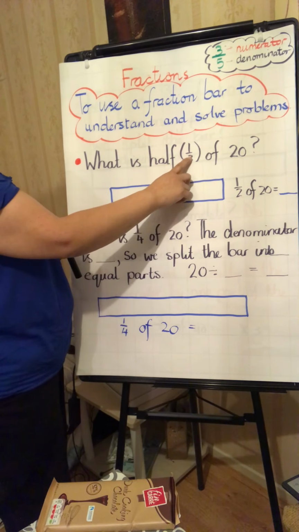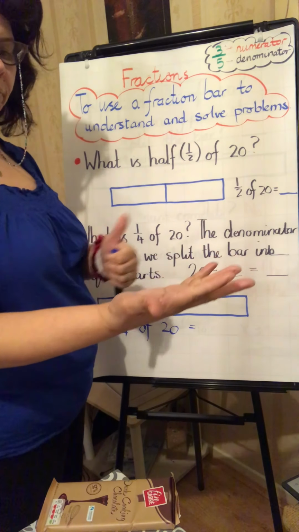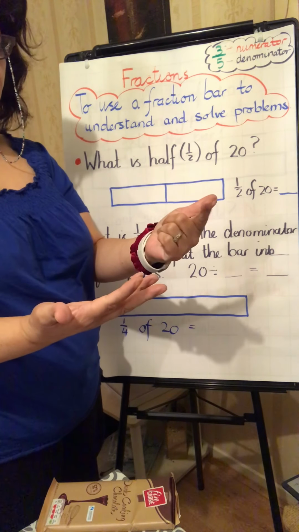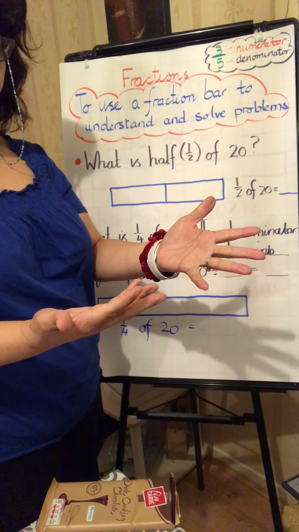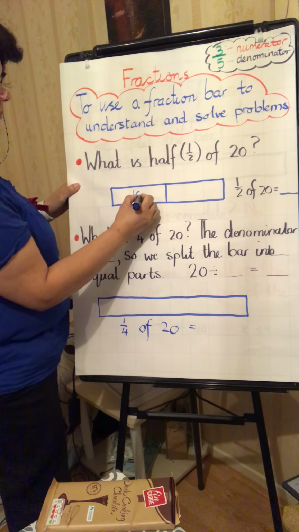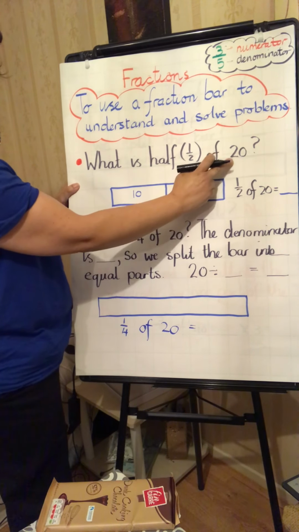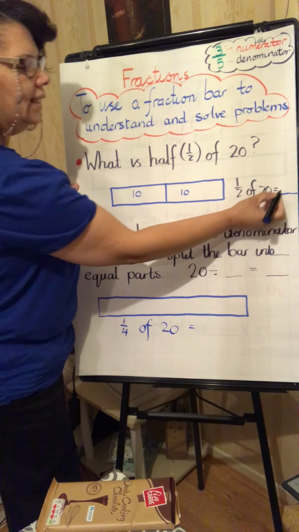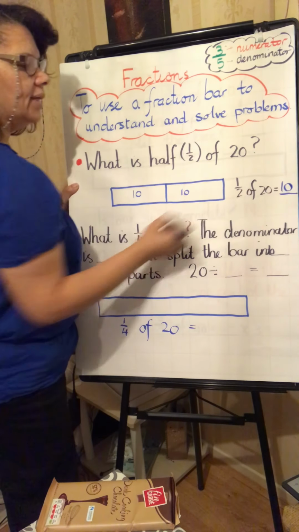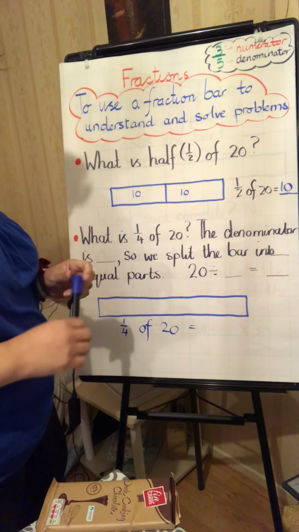So we can count in 2s now. 2, 4, 6, 8, 10, 12, 14, 16, 18, 20. How many? 10. So I can put 10 in here, 10 in there. What is 10 plus 10? It is 20. So half of 20 is 10. Well done. Let's try another one and do this one with me.